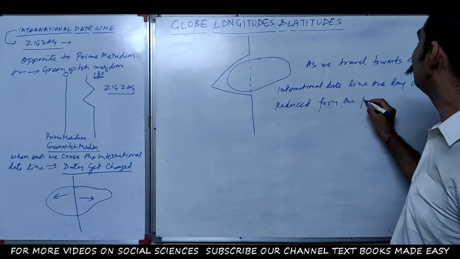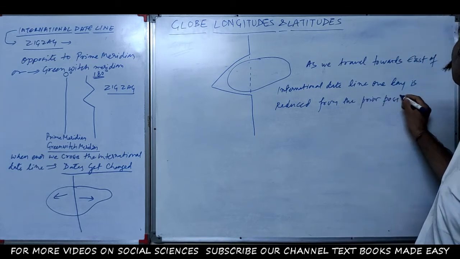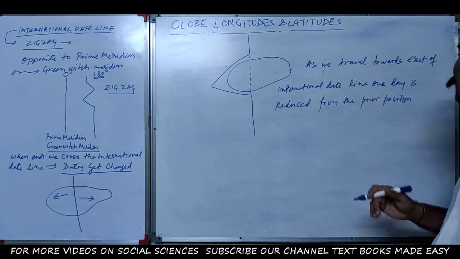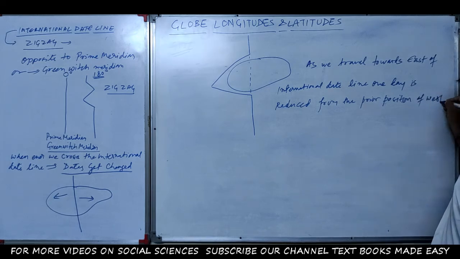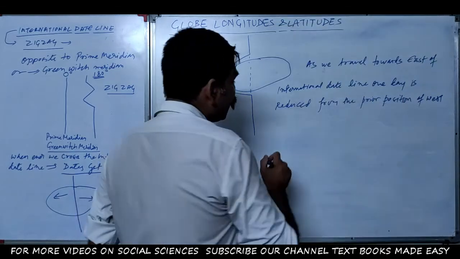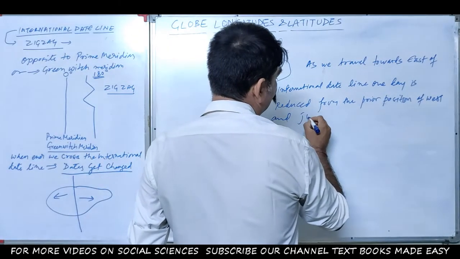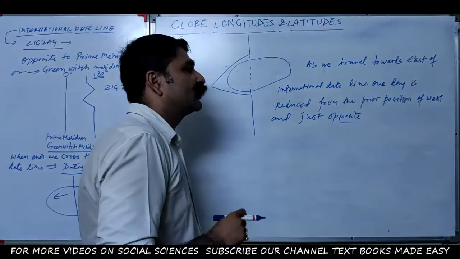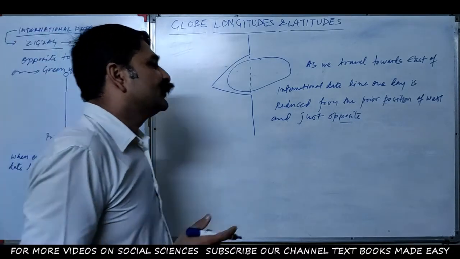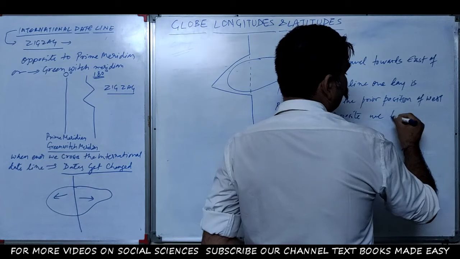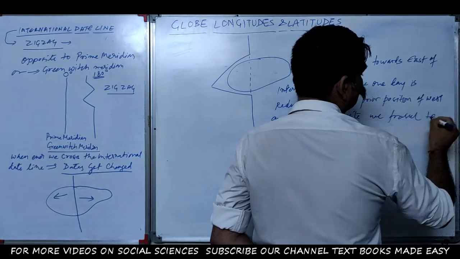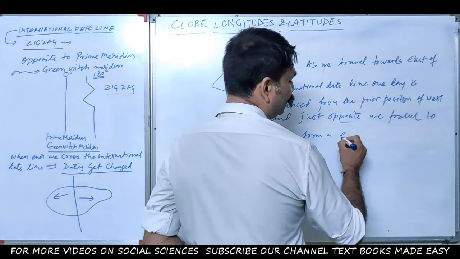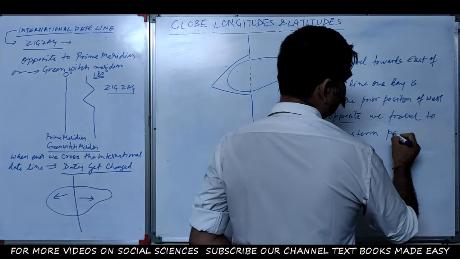From the prior position of west, and just opposite, it would be just opposite when we travel to the west from an eastern position.